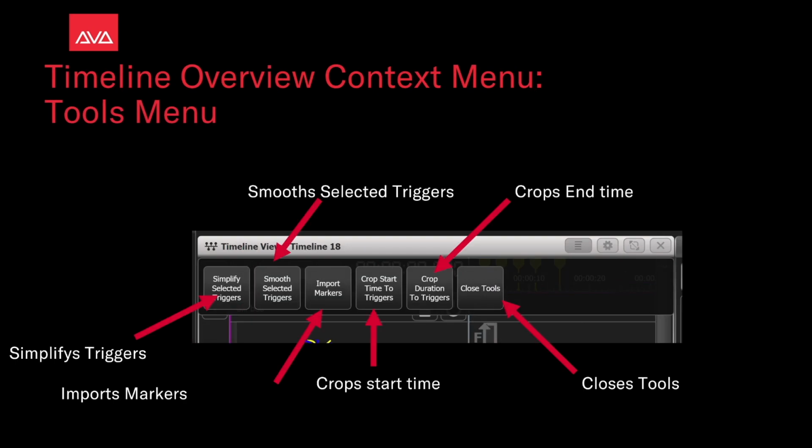If we went into our tools menu, we can simplify the triggers. We can smooth selected triggers. We can import markers, crop start times to our triggers, crop our duration to the total triggers, and close the tools menu.